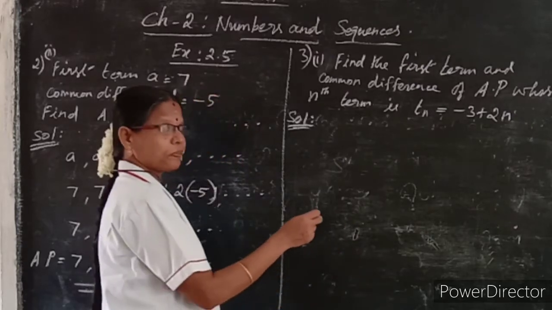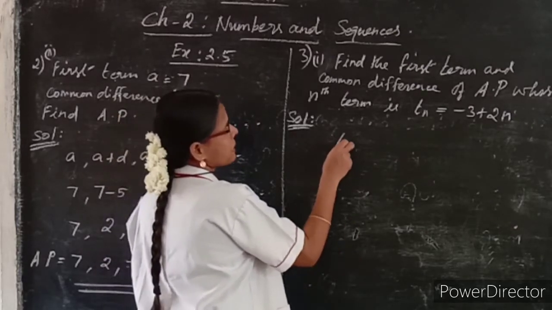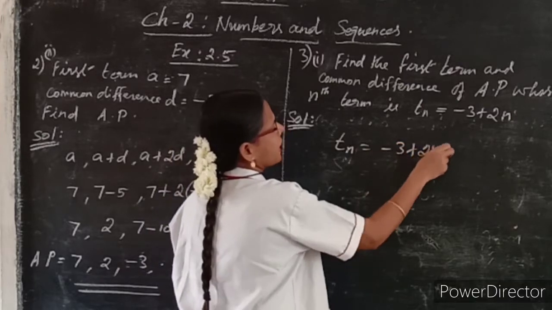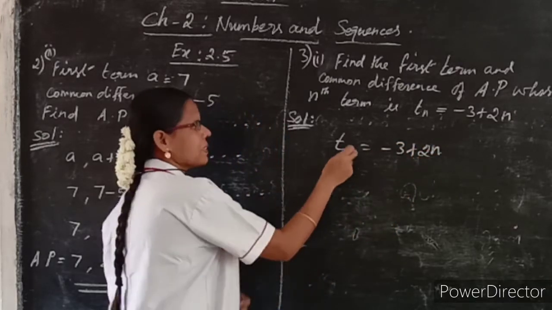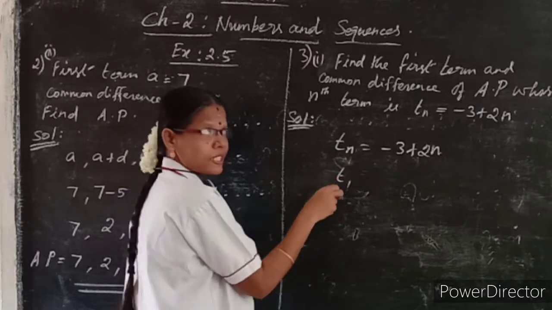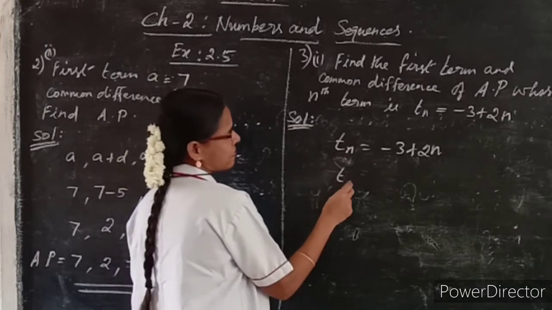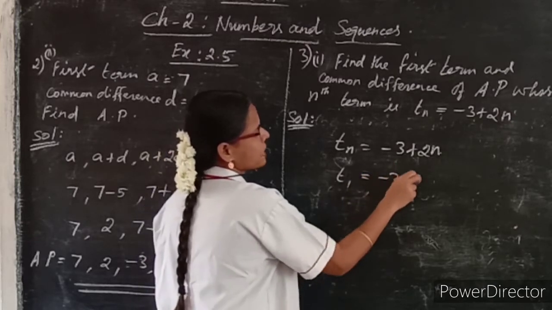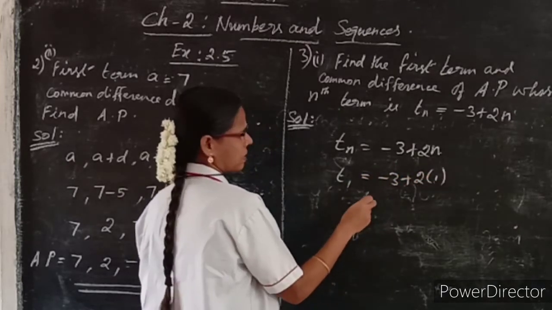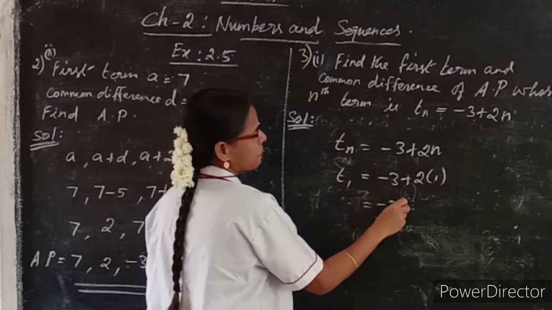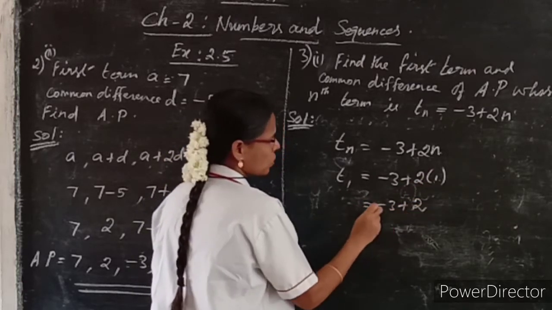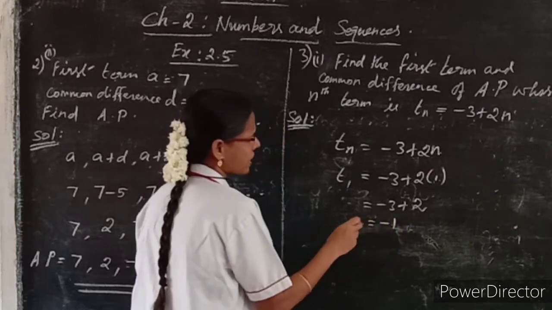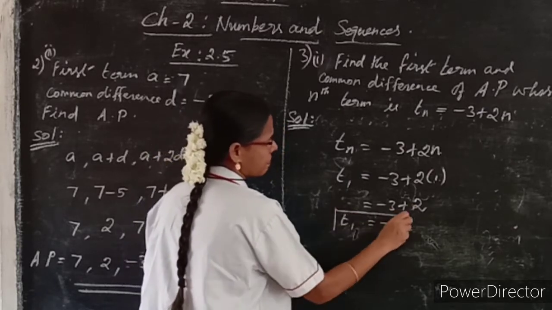So the general term is Tn equal to minus 3 plus 2n. Substitute n is equal to 1; that is our first term. So n is 1: minus 3 plus 2 into 1. Minus 3 plus 2 ones are 2. So minus 3 plus 2 is minus 1. This is the first term.